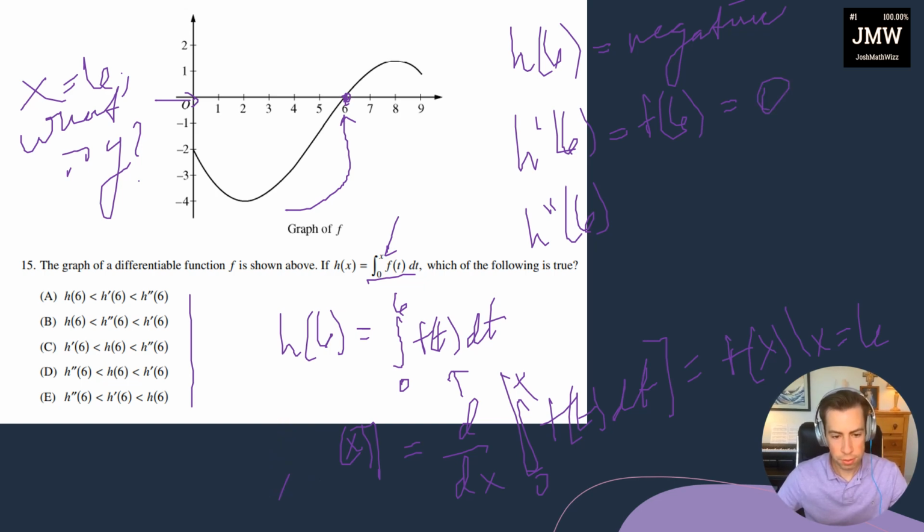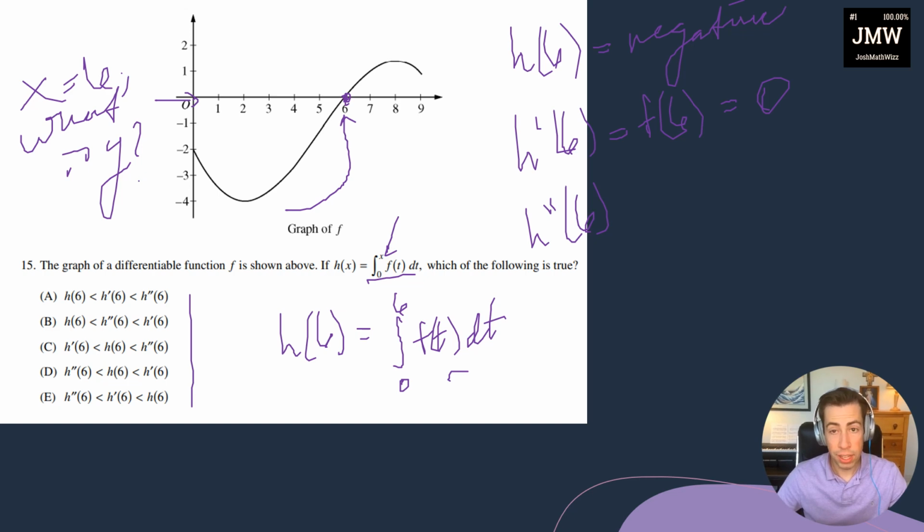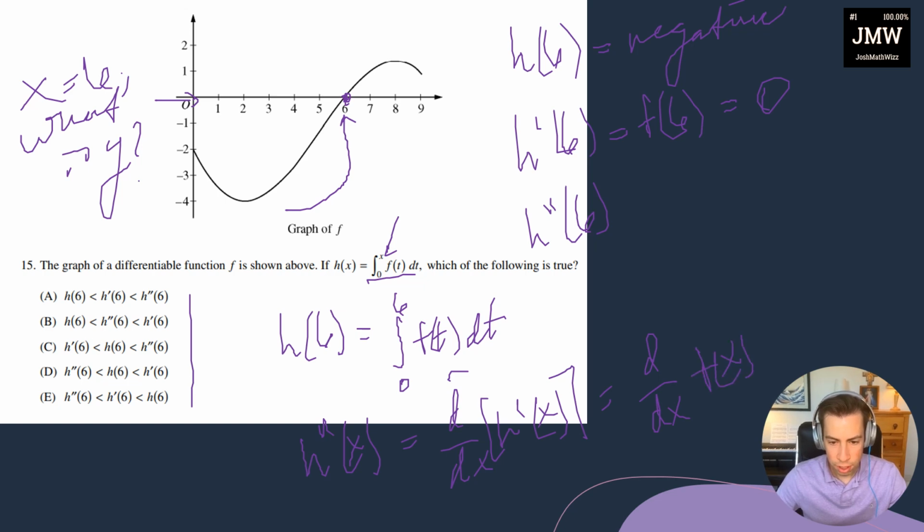All right, now for the last one here, I want to figure out what is h double prime of x evaluated at 6. So I know that h double prime of x is just equal to the derivative of h prime of x. And if h prime of x is equal to f of x, then this is just the same thing as saying the derivative of f of x. And I know that that is going to be f prime of x. So therefore, if I have h double prime of x evaluated at 6, then I really have f prime of 6.